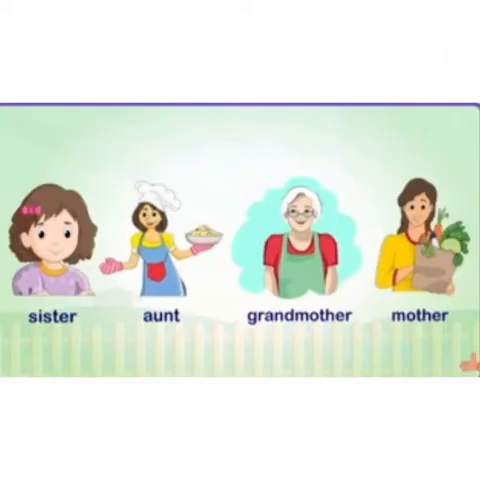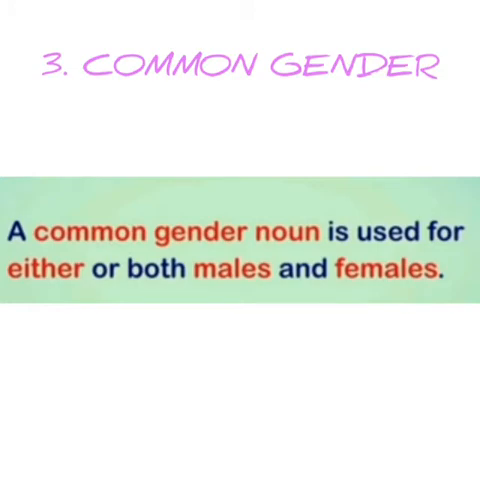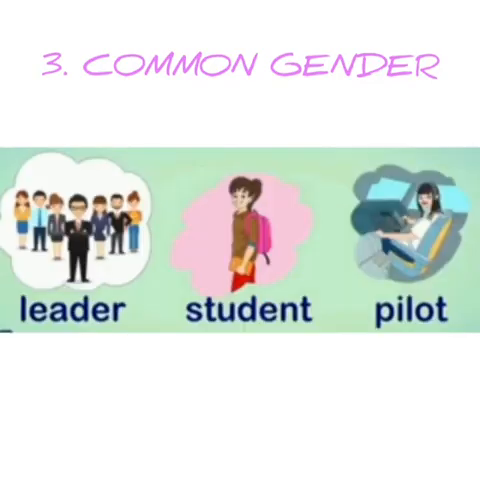Now the third is common gender. A common gender noun is used for either or both males and females. For example, leader, student, pilot, child, friend. So all these are examples of common gender. They can be either male or female.